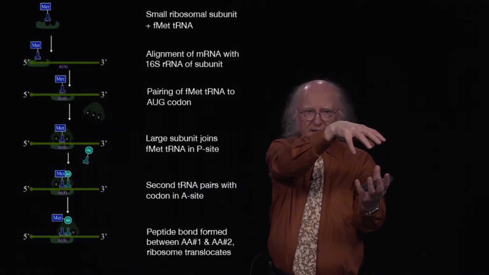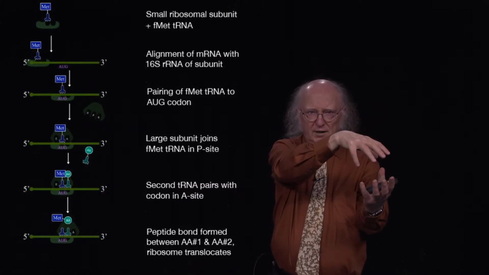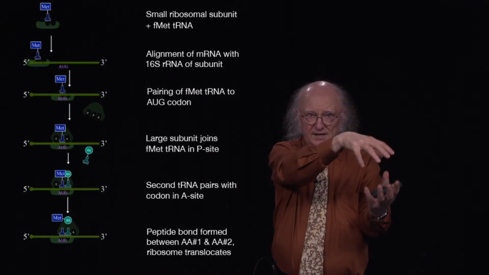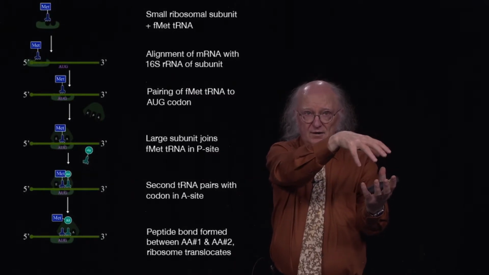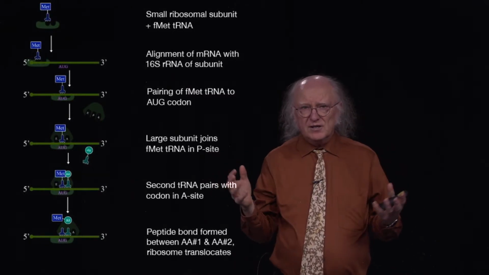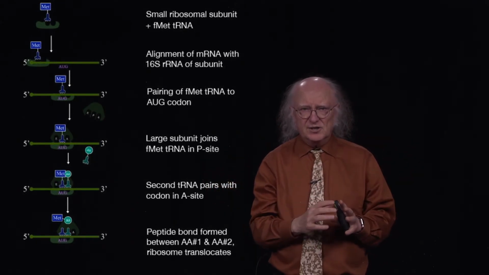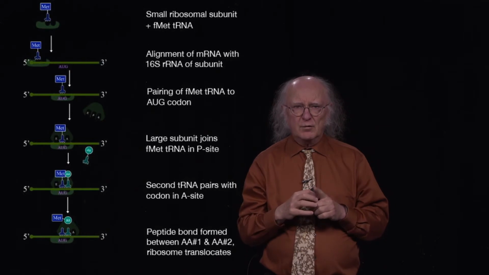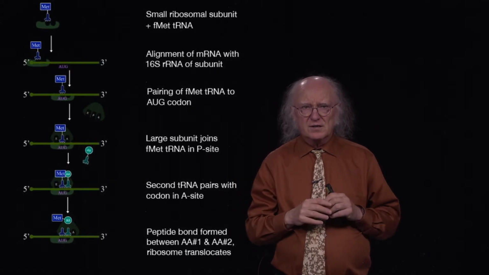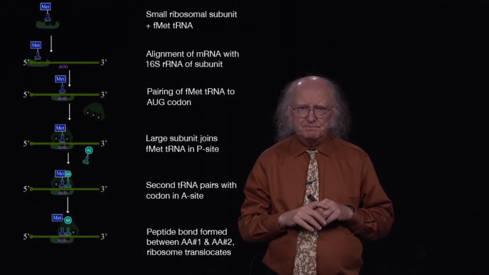Now, that binding of the small subunit at the proper place is really the first step in the process of translation. There are some proteins called initiation factors that help facilitate all of these steps in initiation. They're called IFs, and there are 3 of them, but you're not responsible for knowing which one does what.